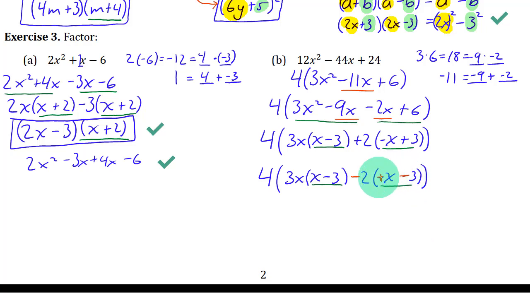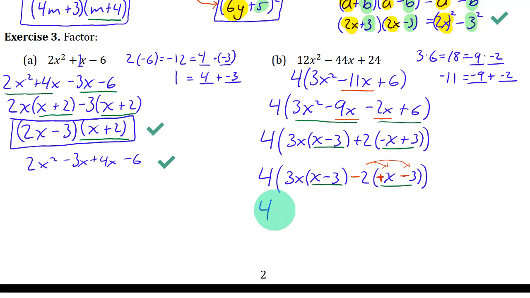Then these are the same. We have an x minus 3 and an x minus 3, because negative 2 times x is the same as negative 2x. Negative 2 times negative 3 is the same as 6. So that works out. So now these two big terms have a factor of x minus 3.